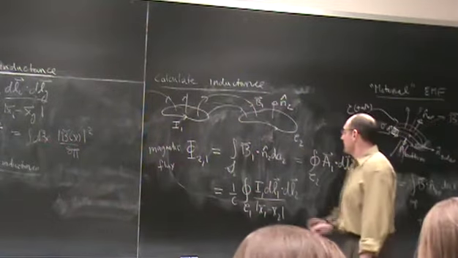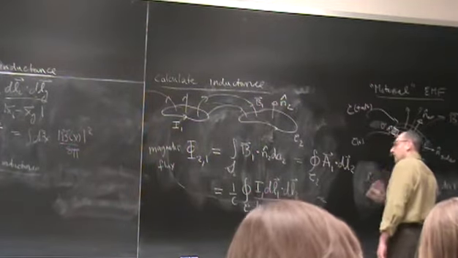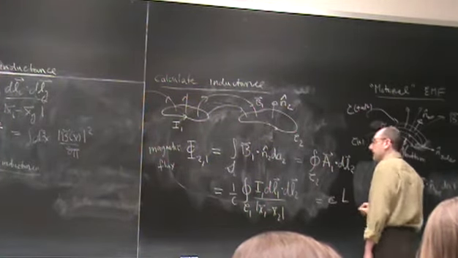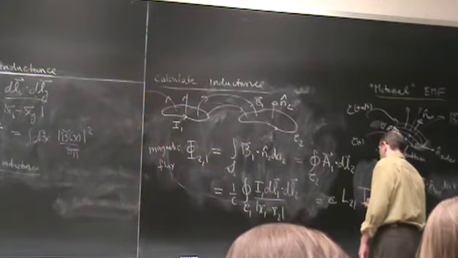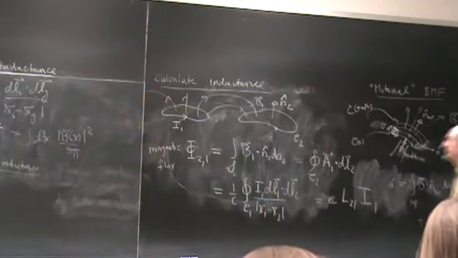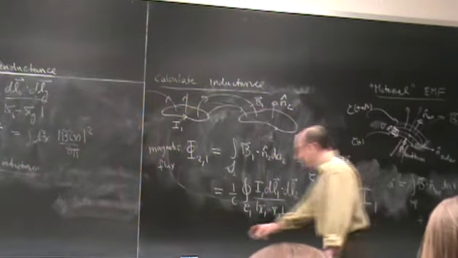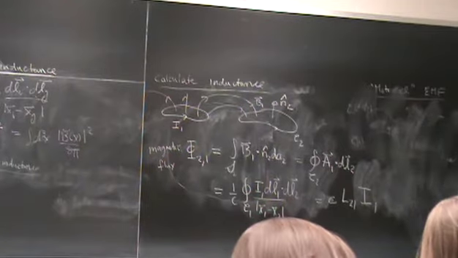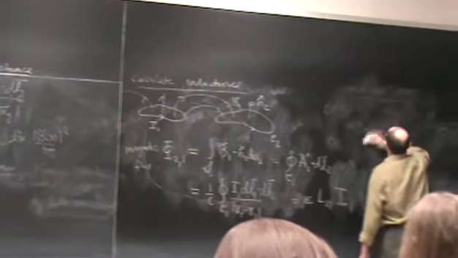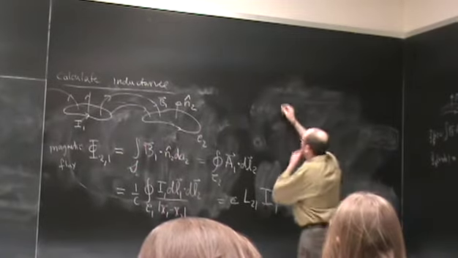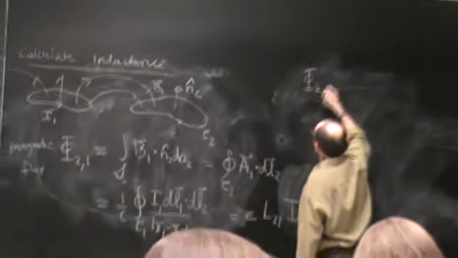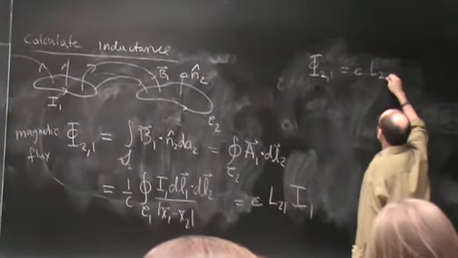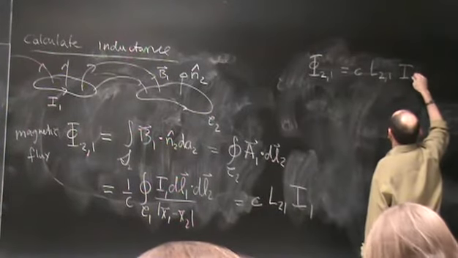Which, according to our expression there, is equal to C times the mutual inductance between 2 and 1 times current 1. So we have an important expression here which says that the flux through 2 due to 1 is C times the mutual inductance between 2 and 1 times current 1.